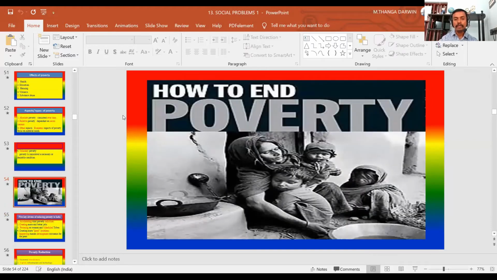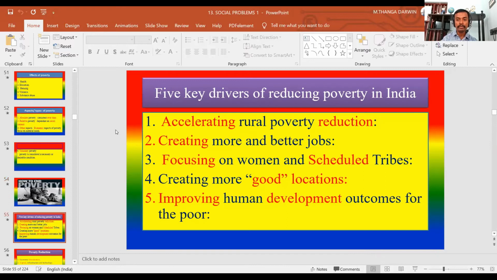Look at this. How to end poverty? Can you see this picture? A mother having 3 children, and the age group is nearby. What happened? So the first cause of poverty in India is population, overpopulation. So we need to work to reduce the population in India to end poverty.